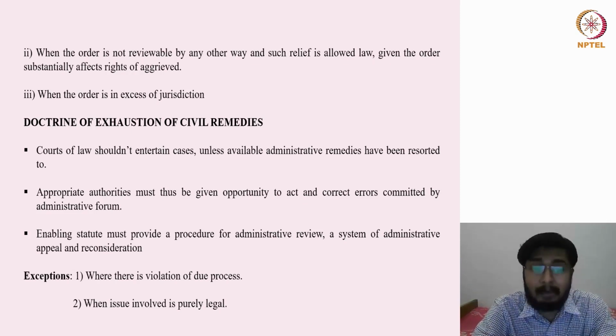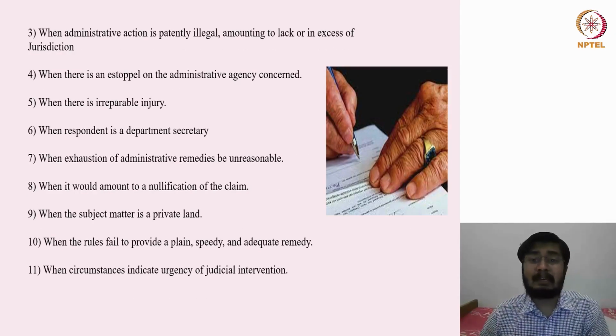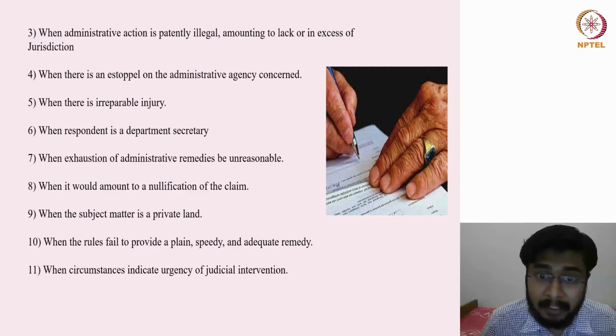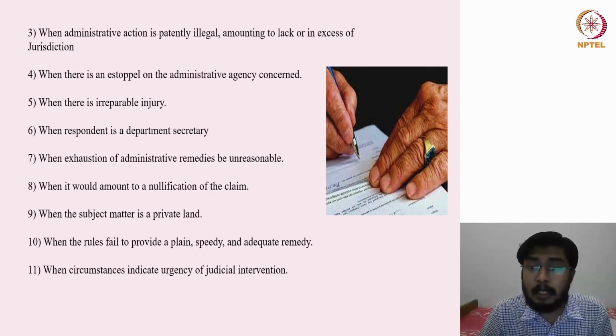Are there exceptions to the doctrine of exhaustion? Yes, there are. When there is a violation of due process, when the issue involved is purely legal, when the administrative action is patently illegal, amounting to a lack of or excess of jurisdiction, when there is an estoppel on the administrative agency concerned. By estoppel, I simply mean that the administrative agency has been told not to act in this particular case, but it still went ahead and participated or took part in this particular case.